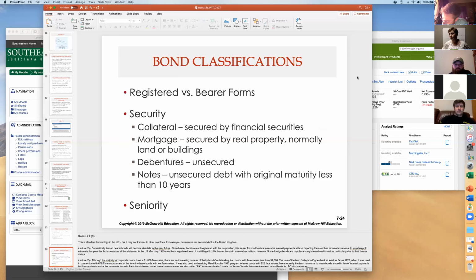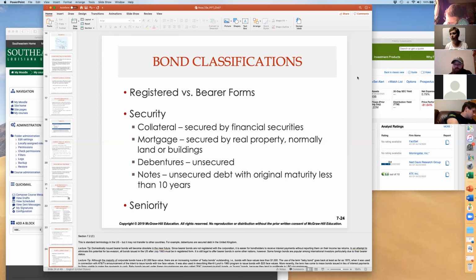And then finally, we have these terms, notes. Notes are unsecured debt, and they have maturities of less than 10 years, right? So when we're talking about corporate bonds, it's typically 1 to 10 years you call it a note. When it's less than 1 year, you call it commercial paper. And when it's more than 10 years, you call it a commercial bond. When it's a government that's issuing the debt, you call it a bill if it's less than 1 year. You call it a note if it is between 1 and 10 years, and you call it a bond if it's more than 10 years.